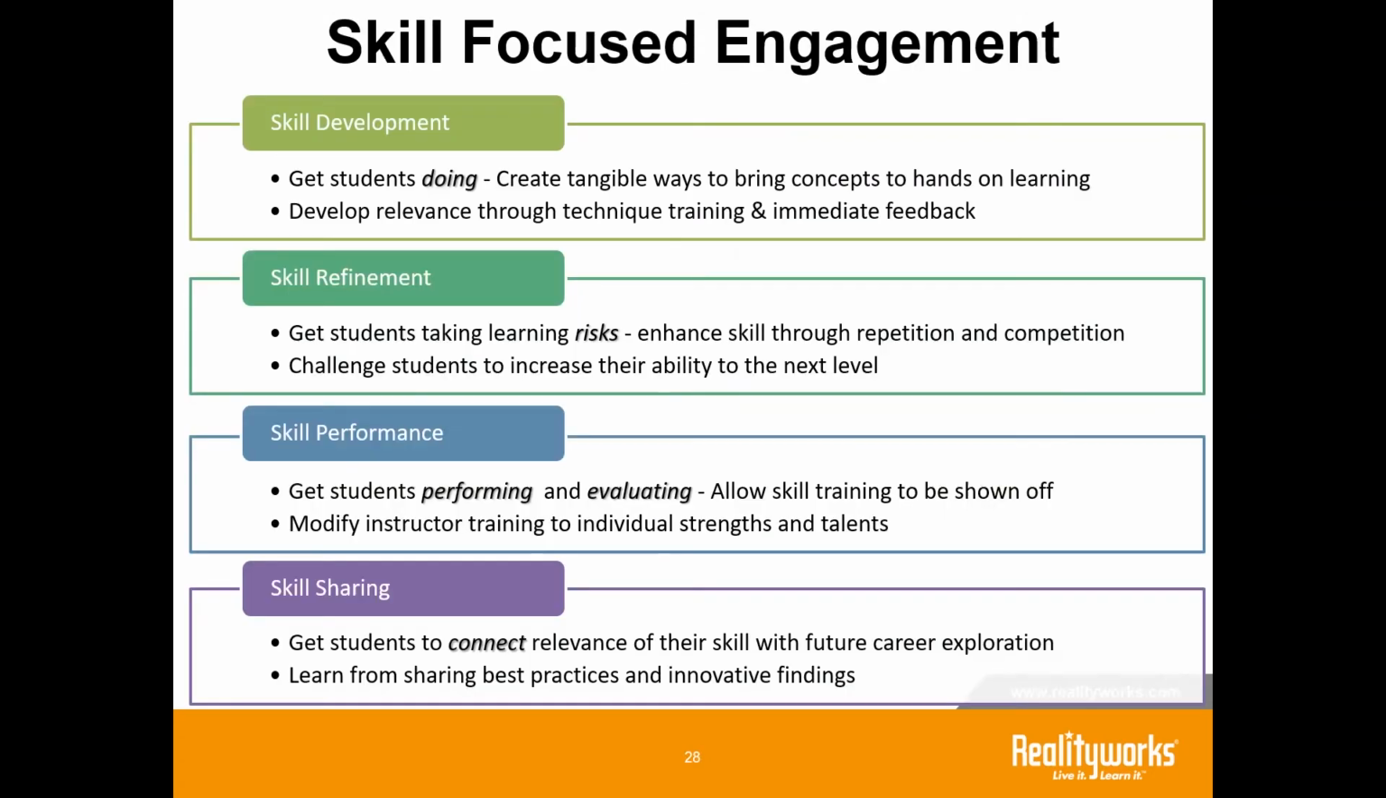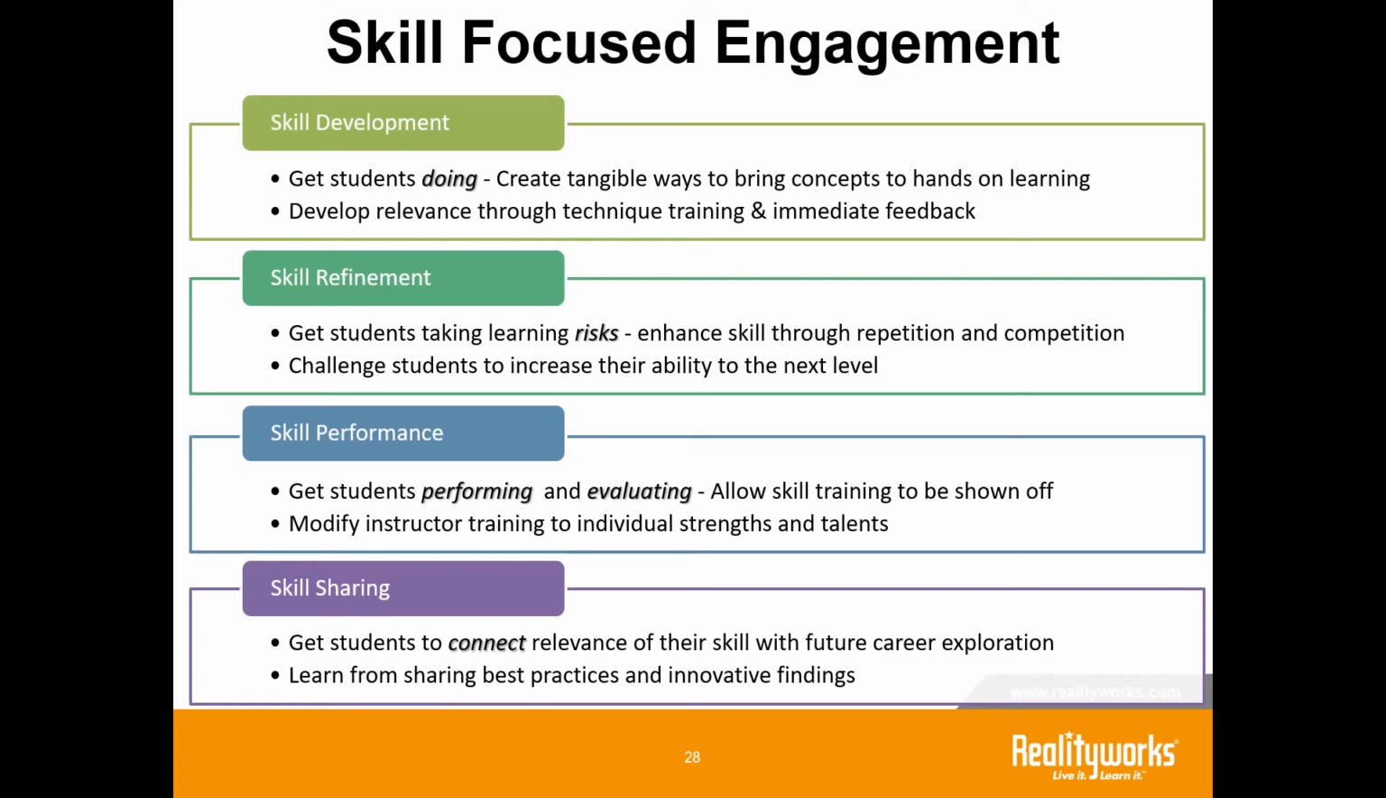So to walk through these, to give a little bit more concept to this, one of the things you need to be thinking about and looking at, and how can you do this in your own classroom, is skill development. How do you get students doing? Creating tangible ways to bring concepts to hands-on learning. So skill development is all about giving relevance to what they're doing. All right, here's animal anatomy. Great. What is it that I need to learn about animal anatomy, and what can I do to help in that world? So being able to know where the location of things are, what the functions are, being able to get students to do that learning is the first step.